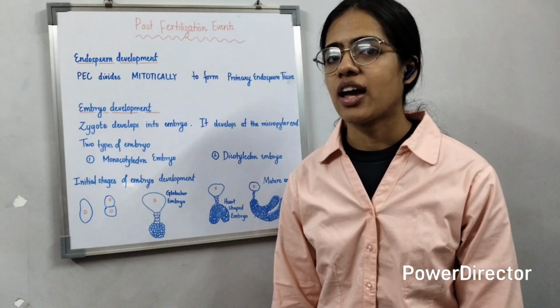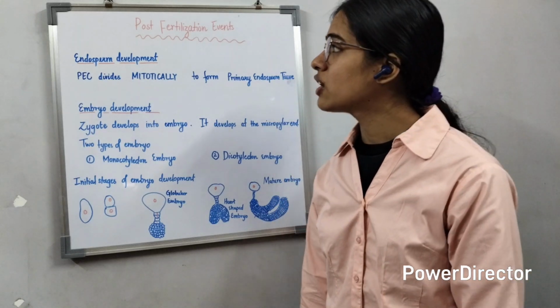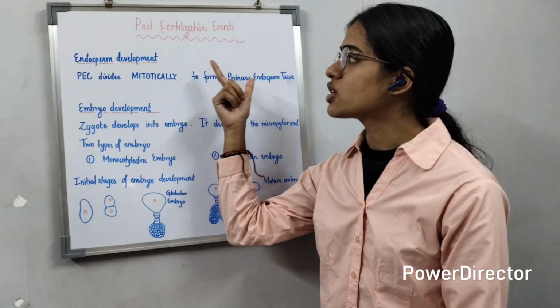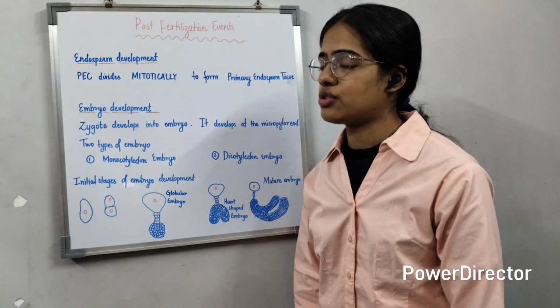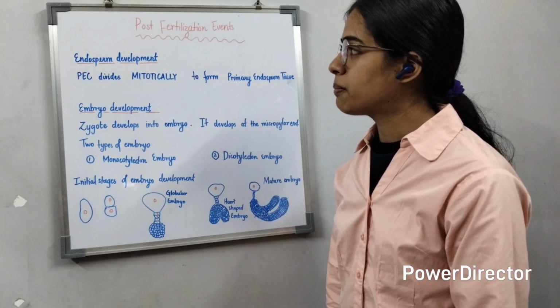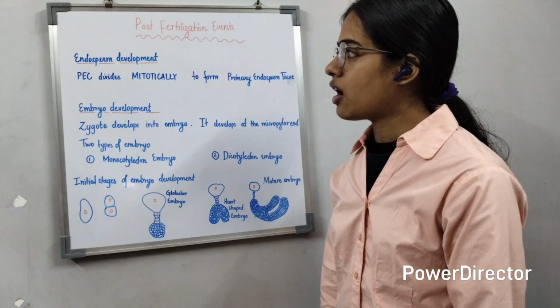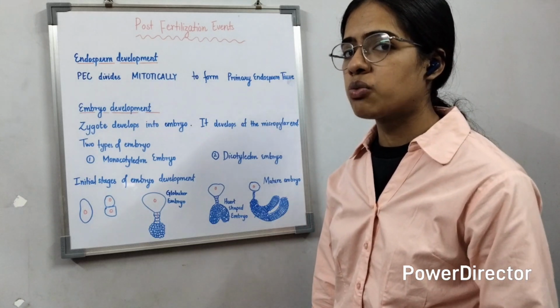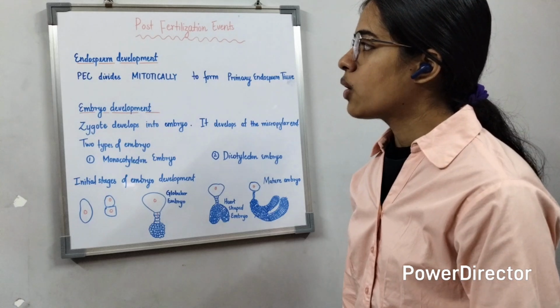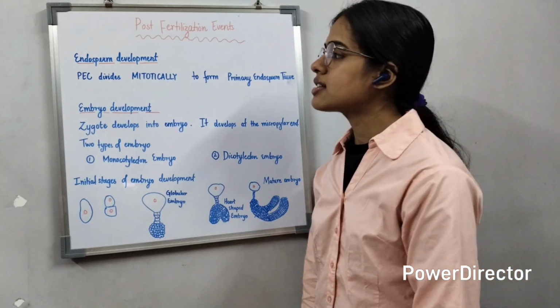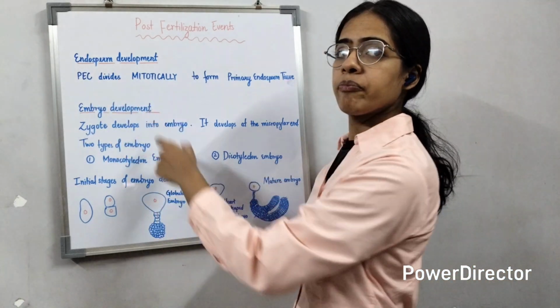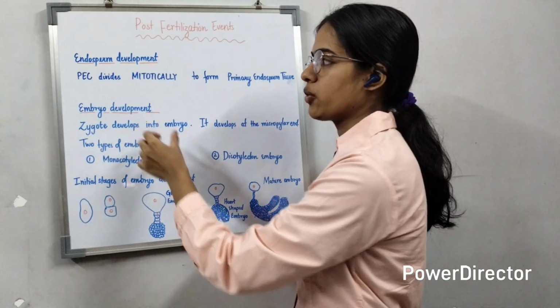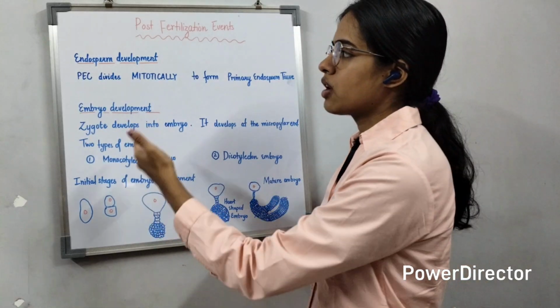I'm Sri Lakshmi Nair, and today I'll be explaining the topic of post-fertilization events. The post-fertilization events occur after the double fertilization, which was explained in one of the videos. So, what mainly happens here is the development of endosperm and the development of an embryo. So what is an endosperm?